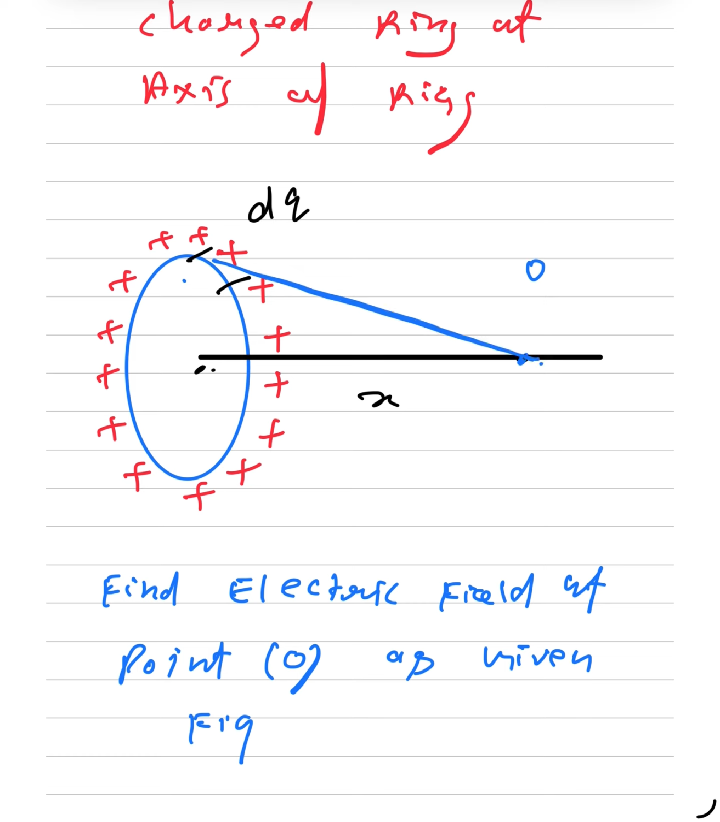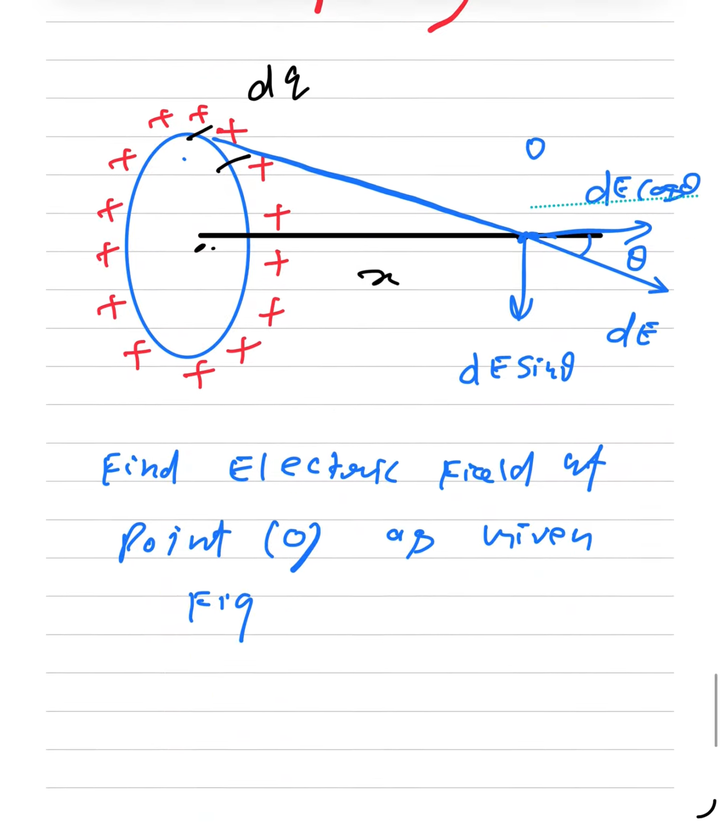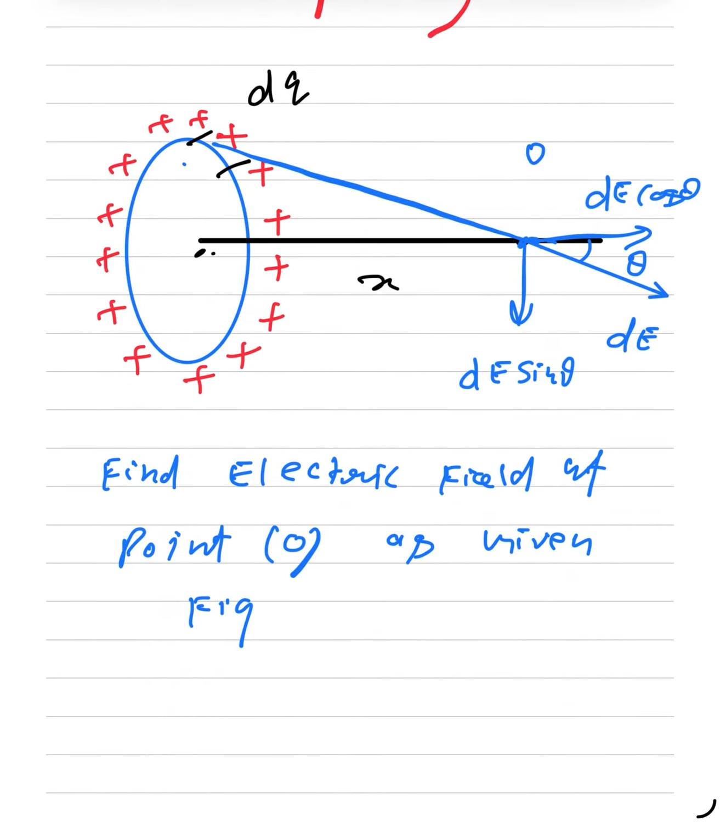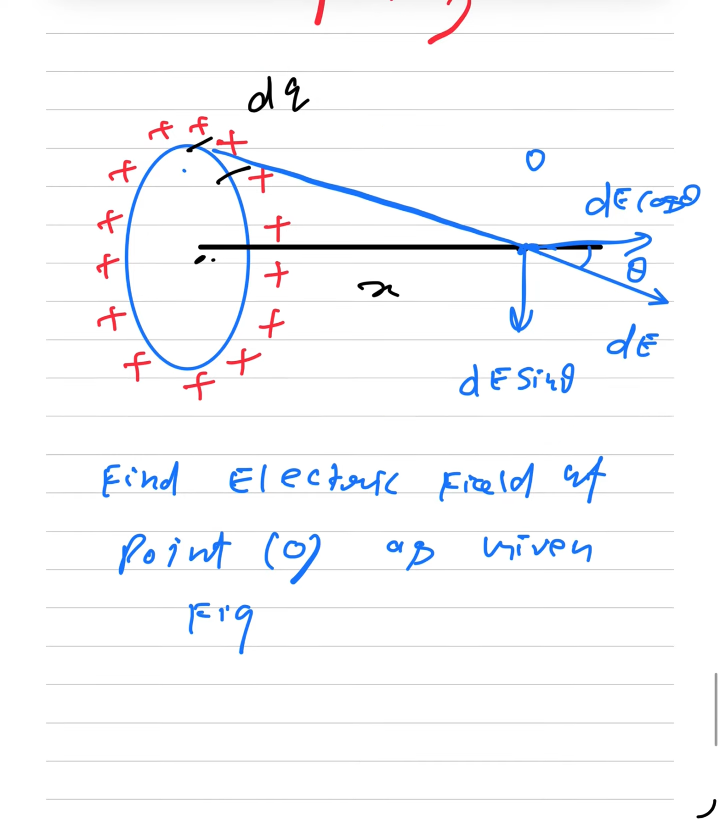The direction of the electric field is just along this direction, because this is positively charged, and the value of the electric field is dE. The components of electric field with respect to angle are dE cos theta along the x direction and dE sin theta along the vertical direction. The vertical components cancel out each other, and the net electric field is along the horizontal direction. Suppose that this is a radius r, and this distance is the square root of r square plus x square from the Pythagoras theorem.